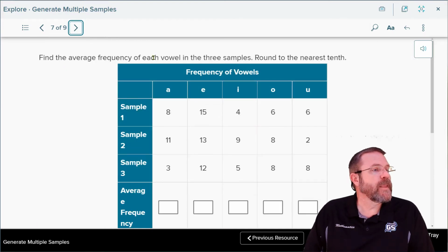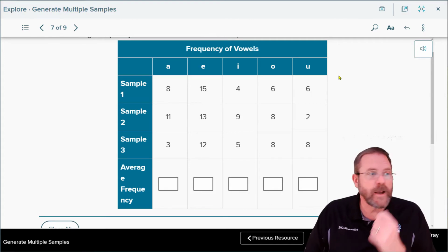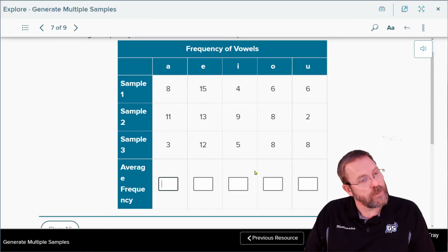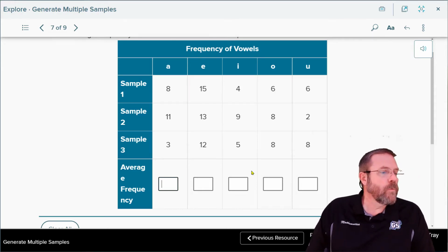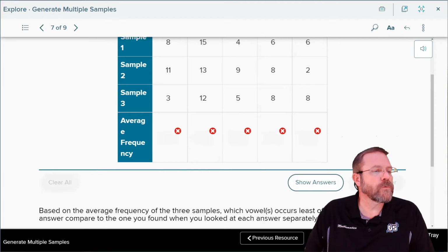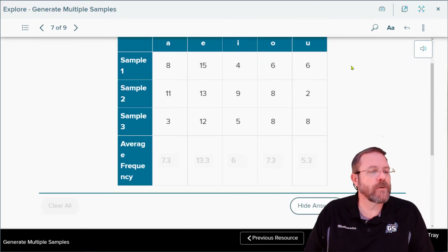Now, find the average frequency of each vowel. That means you've got to add them up and divide by the number of numbers. So I have 8 plus 11 is 19. 19 plus 3 is going to be 22, and 22 divided by 3 is going to be, excuse me, 7.3. We'll just go ahead and show you what those answers are going to be as well. They did say round to the nearest tenth, all right.